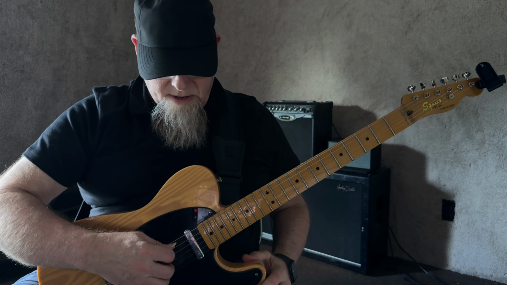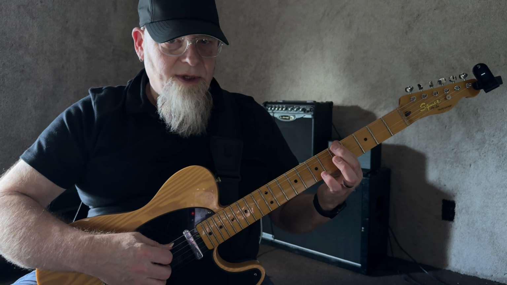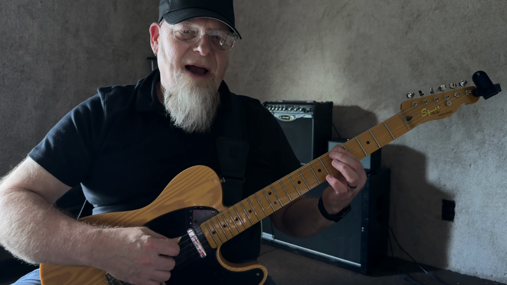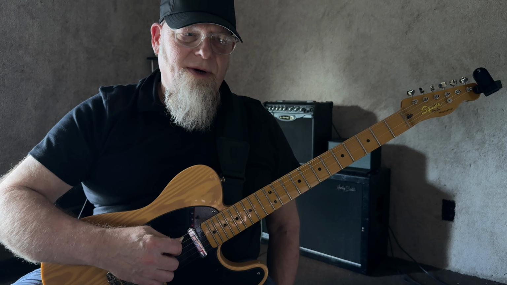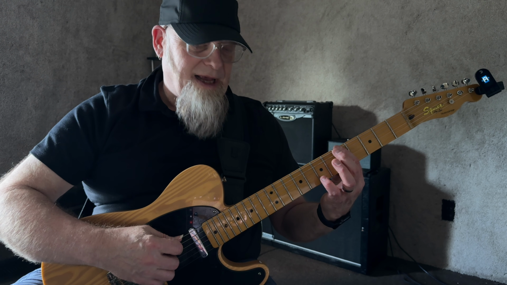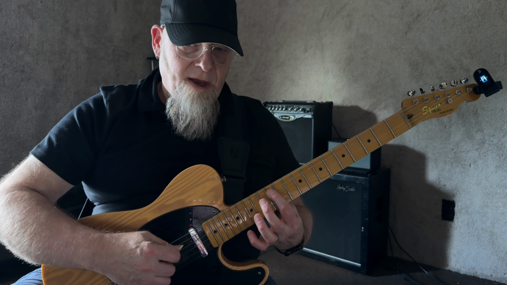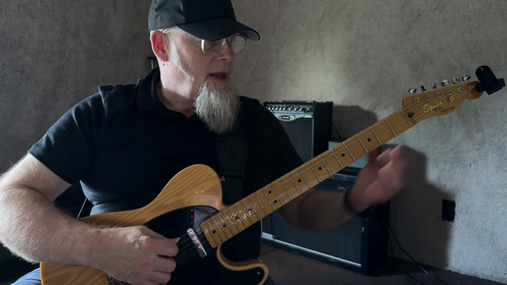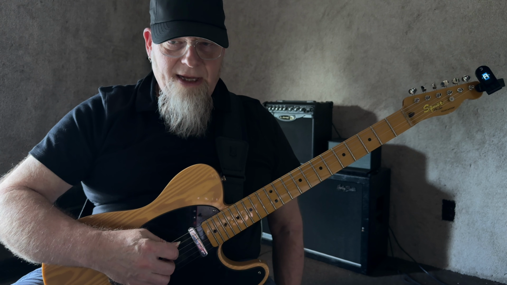On string 5, what I want to do is, I'm playing the 5th fret on string 6, and I have my magic numbers. The magic numbers are minus 5 and plus 7, and you always bump it up on string 2. So I'm going to go 5 minus 5, that's 0. So on string 5, if I play 0, that's A. If I go 5 plus 7, it's 12. If I play string 5 fret 12, that's A. So here I have string 5 open, that's an A note.